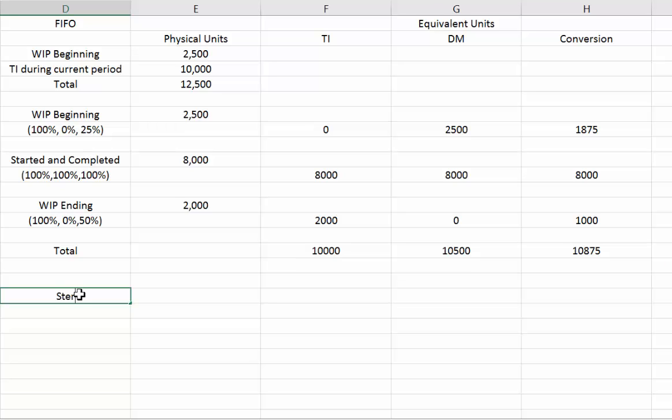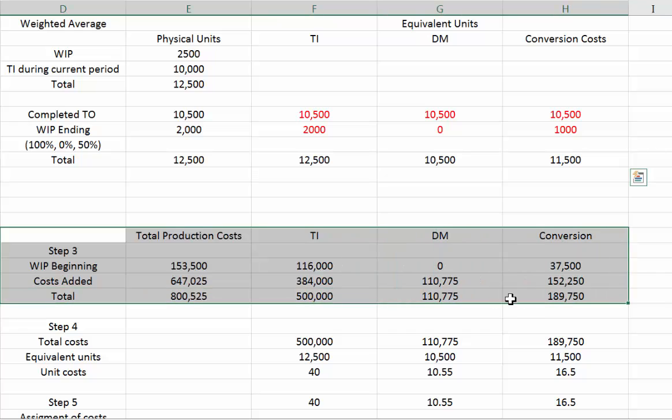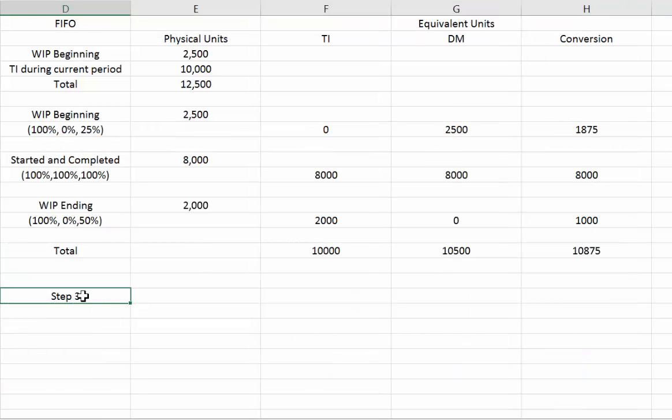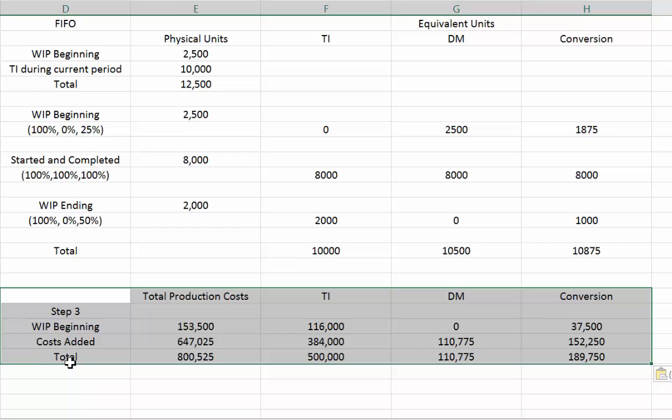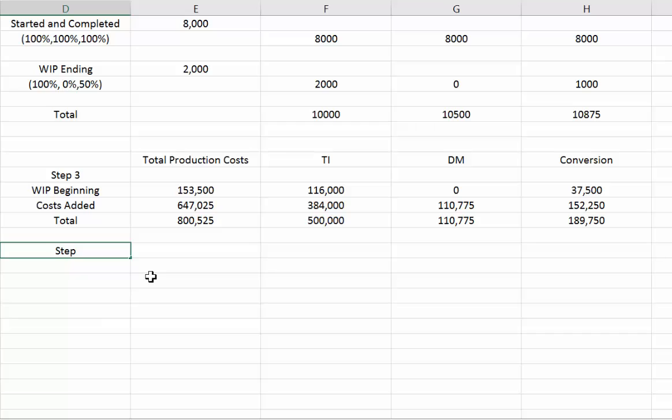So next is about step 3. We're going to summarize the cost. This is kind of similar to the step 3 in the previous method, the weighted average method. So I will just be lazy and copy paste whatever we have here. You don't see much difference, just copy paste. That's exactly what I'm doing here. For step 4 and step 5, it might be a little different.